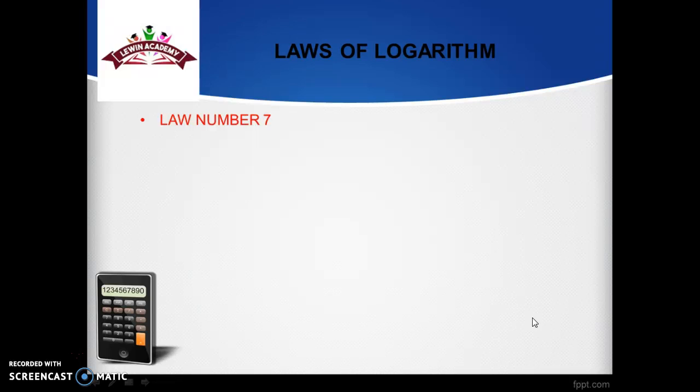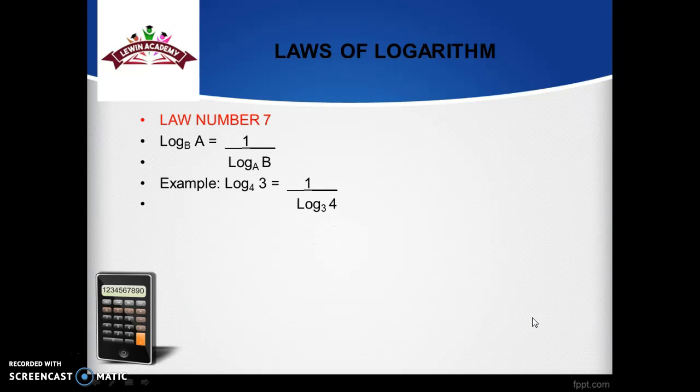Laws of logarithm continued. Law number 7, where you have log b of a number a, then that is equal to 1 over log a of b. So an example of this would be log 4 of 3. If you want to put it in fraction form, then it will be equal to 1 over log 3 to the 4.